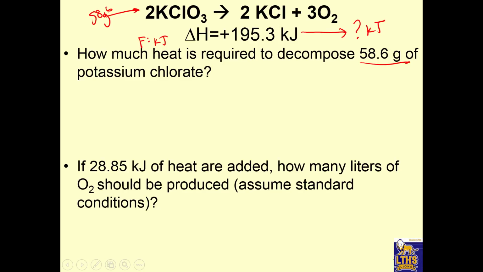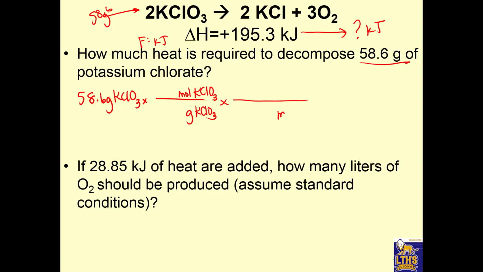Well, that means we have to change potassium chlorate into heat. So we start with our 58.6 grams of potassium chlorate, and we change grams of potassium chlorate into moles of potassium chlorate, because you cannot use a chemical reaction unless you're in moles. And then we can change moles of potassium chlorate into kilojoules using the coefficients, right? So moles and grams, moles are number 1. You got to go get grams from the periodic table, 122.5.